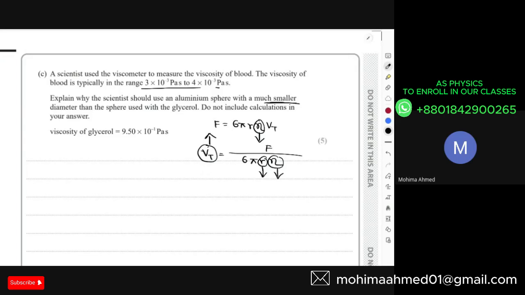So we can say that viscosity of blood is lower than glycerol. So for a smaller viscosity, drag force decreases, and your terminal velocity increases, which could be too large to obey Stokes' law. So in order to make the sphere move at a lower terminal velocity in laminar flow, the radius should be small, because for a smaller radius, the value of your terminal velocity will also decrease.